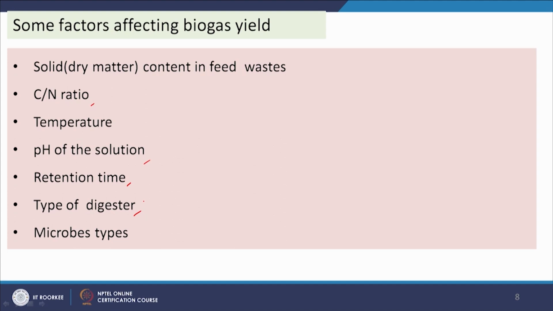And then whether we are using, say, an upflow sludge blanket reactor or a simple anaerobic digestion reactor or any other modified form with superior performance. So, that will be the type of digester. And microbe types, what types of microbes we are using, there are diversified microbes and they have different capacities. So, what type of microbes we are using, that will also influence the performance of the process.